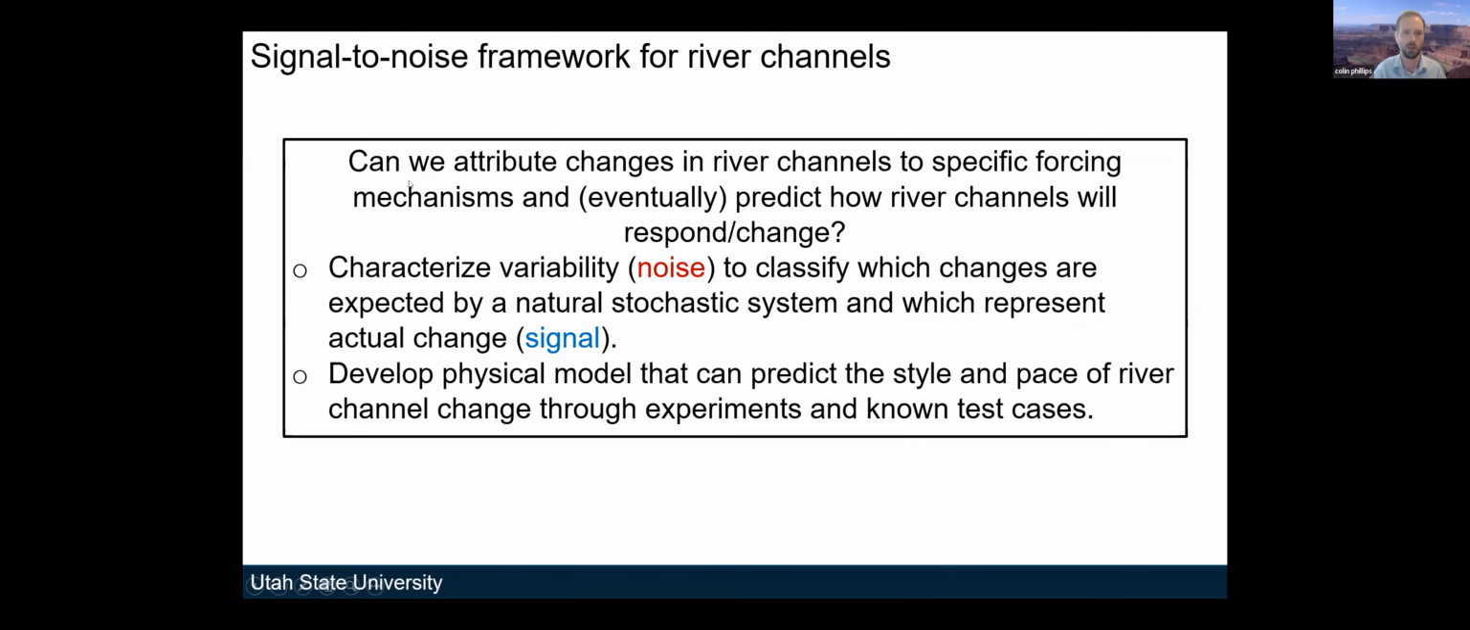So our project is really looking at trying to create a signal to noise framework for rivers. Can we attribute changes in river channels to specific forcing mechanisms and eventually predict how they're going to change or respond? So one is characterizing the noise. And then we would need to figure out what's an actual signal from a stochastic system. And then we're working on developing that physical model to keep going through.